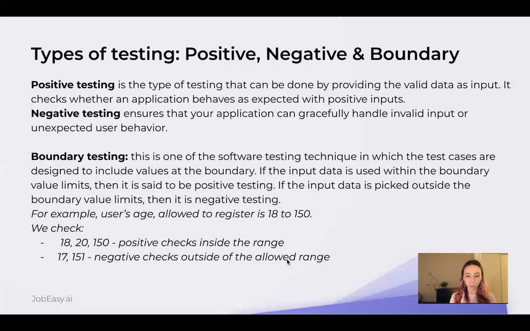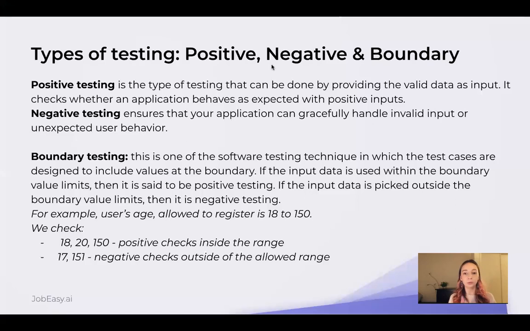Right? So user cannot register if user is 17 years old, which is basically below 18, and user also should not be able to register if he or she is older than 150 years old. So boundary testing will be testing for these particular boundaries and verifying that your application handles this range correctly and behaves as expected.